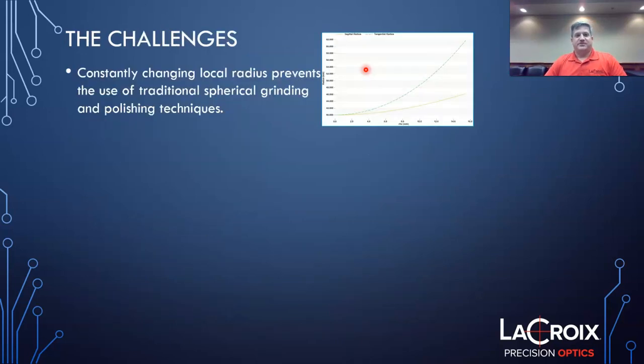Speaking of challenges, what are the challenges when manufacturing an ASPHERE that make it so different from a sphere? Well, one of the big ones is you're constantly changing the local radius of curvature. That means you can't use traditional tools like you'd use on spherical optics.